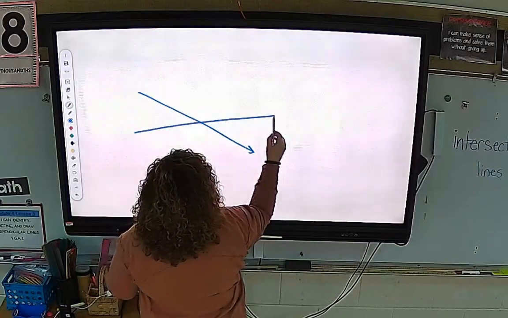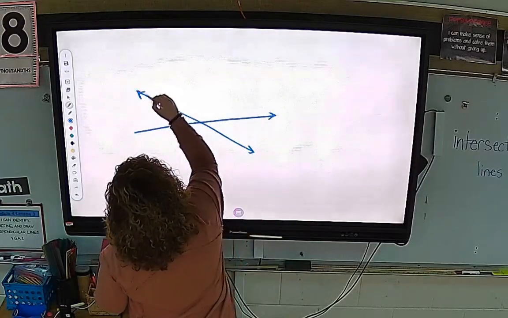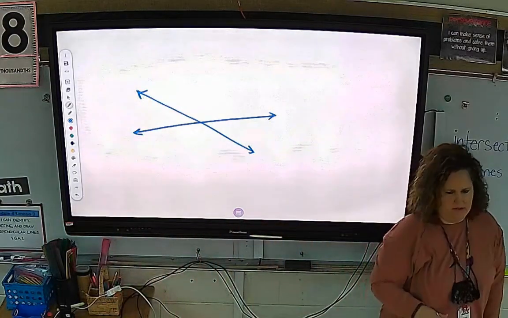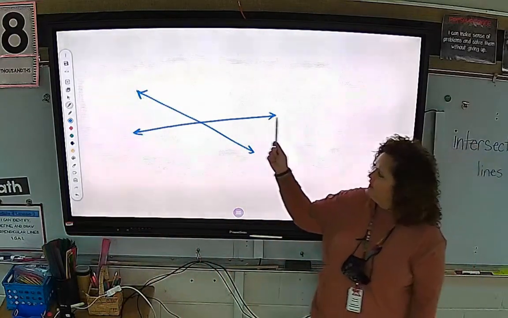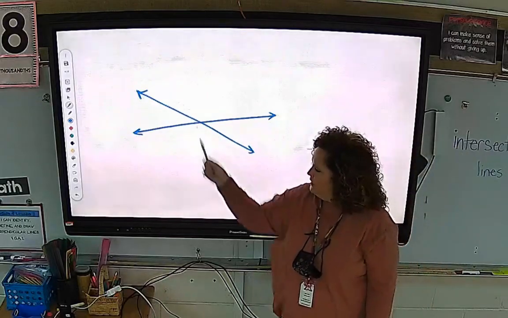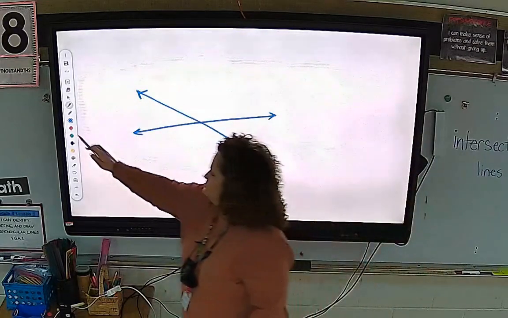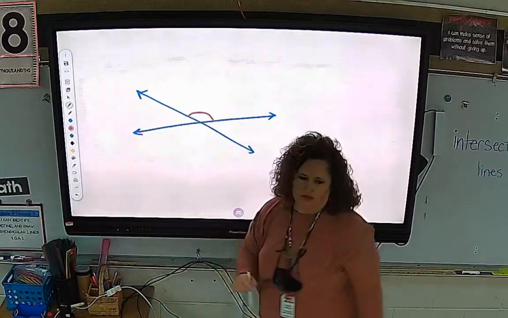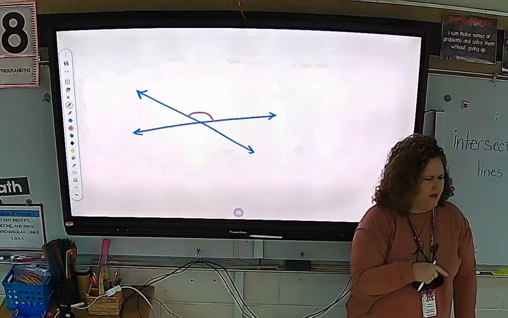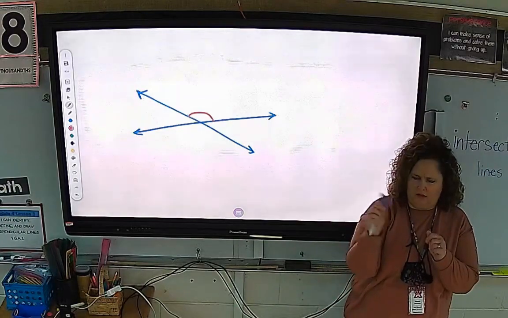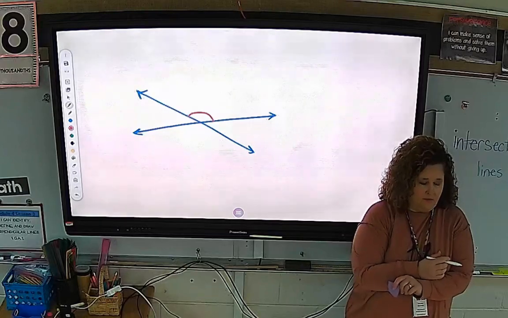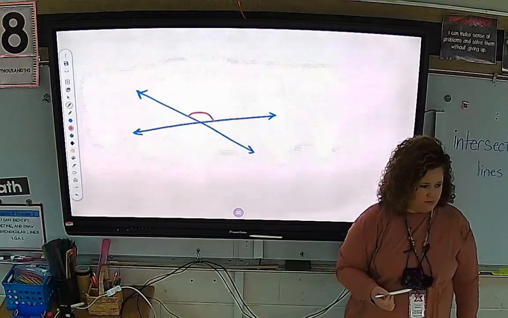All right, let me do it where it's a little more obvious. Okay. This is a little more obvious. Now this angle is what? Obtuse. This angle right here. Obtuse. And we can see that with our eyes. We don't even have to use that. Okay? These two lines cross each other, but they do not form right angles.